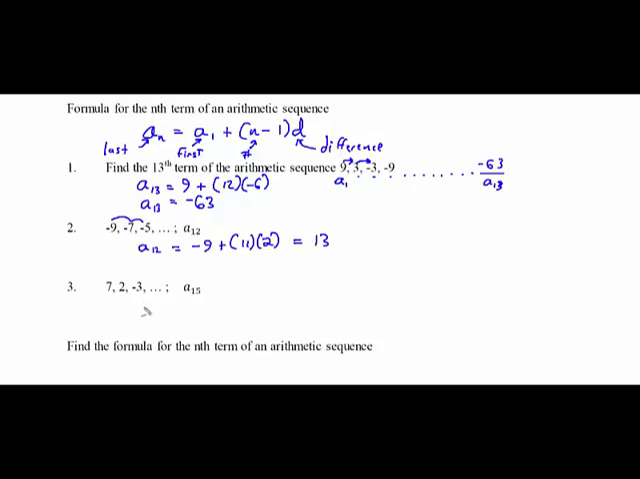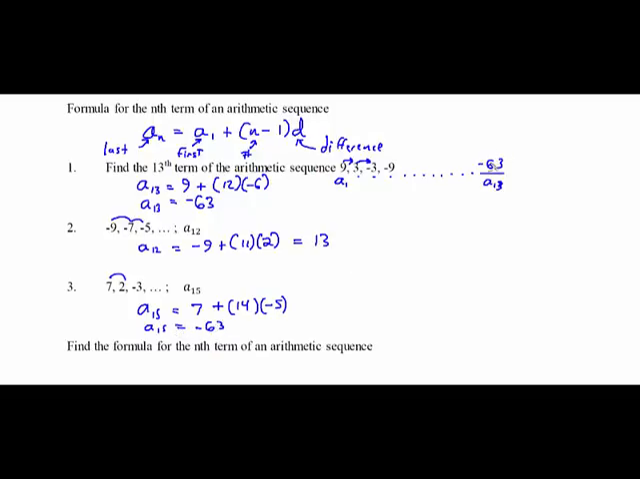Now for this problem, the a sub 15, I'm going to plug in my first term, which is 7, and then add to that my 15 minus 1, which is 14, and then multiply this by my difference between these two numbers, and it looks like my difference is going to be negative 5 here. So negative 5 times 14 plus 7, my answer is negative 63. So my 15th term of this arithmetic sequence is going to be negative 63.